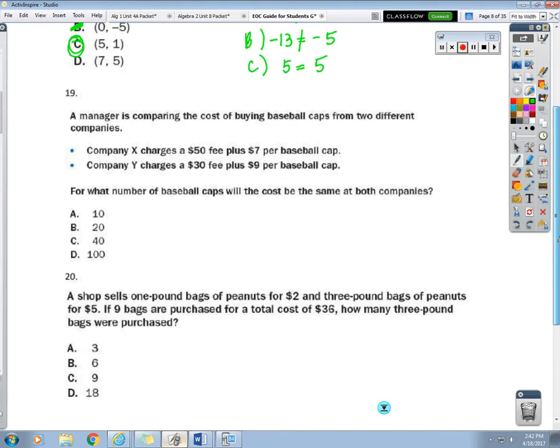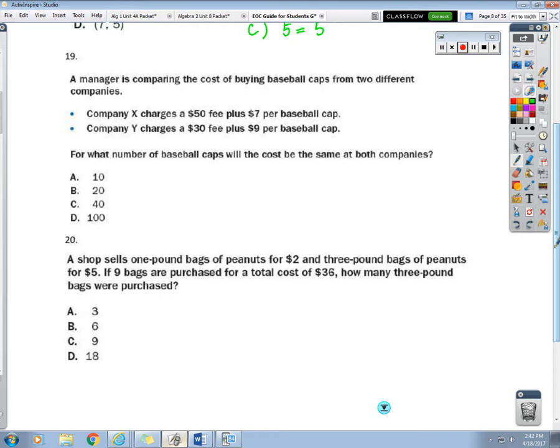Okay, number 19. A manager is comparing the cost of buying baseball caps from 2 different companies. Company X charges a $50 fee plus $7 per baseball cap, while Company Y charges a $30 fee plus $9 per baseball cap. Can you create equations for each of those scenarios? What would the equation be for Company X? 7x, or 7c if you wanted to use c for cap, plus the $50 fee. $7 per cap plus $50 fee. What would the equation be for Company Y?